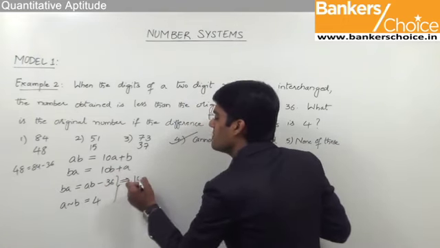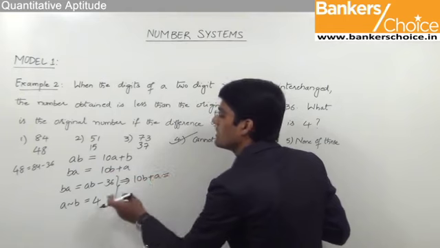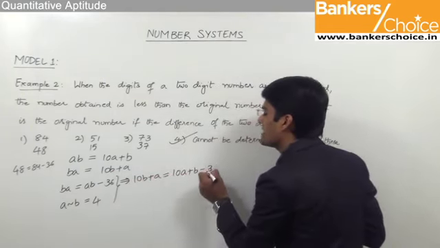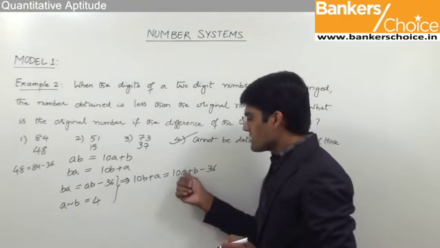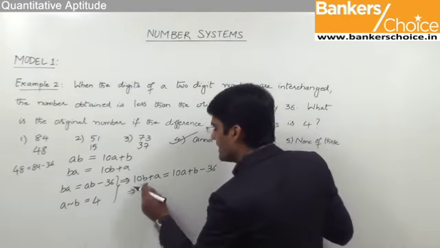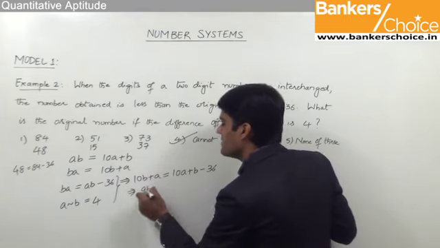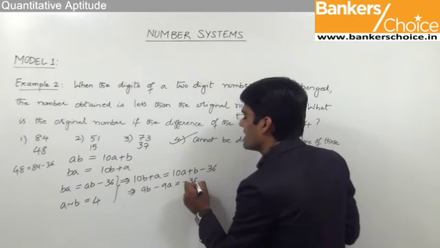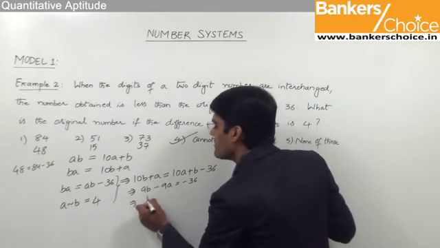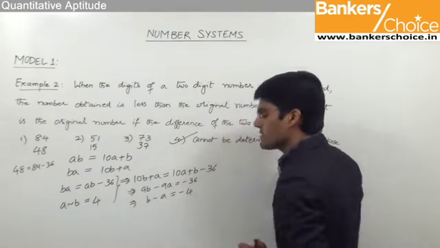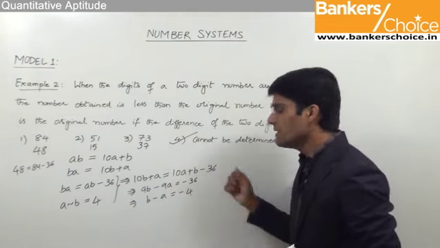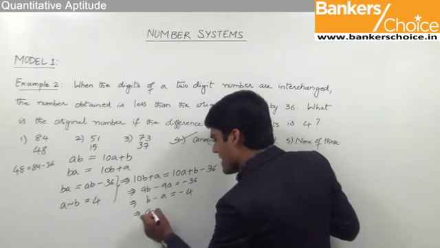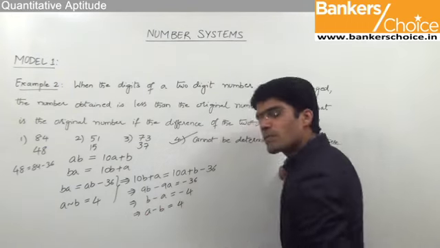So let us check what happens in this case. BA is nothing but 10B plus A, and this should be equal to the original number AB, that is 10A plus B, minus 36. Now if we try to simplify this equation, we find that 10B minus B, that is 9B, and A minus 10A, that is minus 9A, equals minus 36. Or we can say B minus A equals minus 4. If 9 is taken common, 36 by 9 will be equal to 4. Or to simplify this, we can say A minus B is equal to 4.